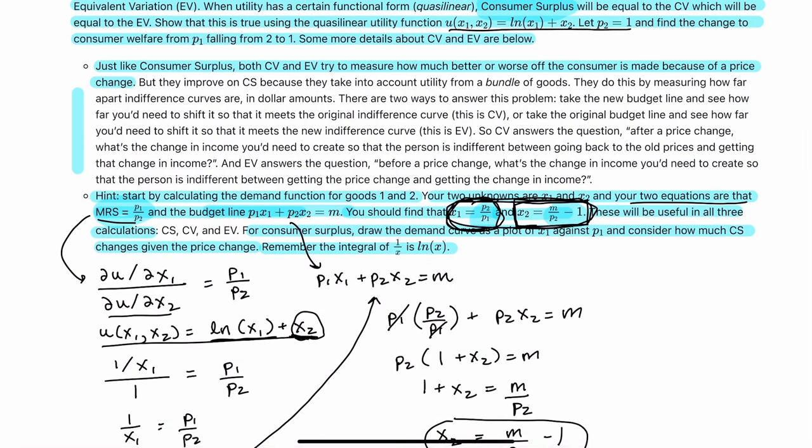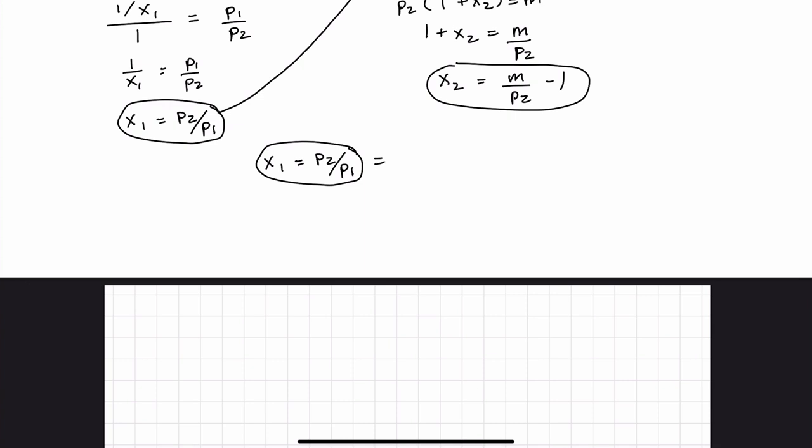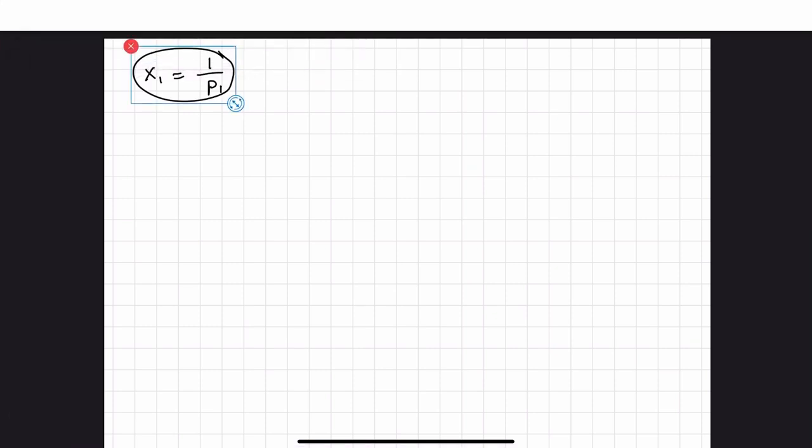And right here, I'm going to let P2 be 1, and I want to know the change of consumer welfare from P1 falling from 2 to 1. So if P2 is 1, then x1 equals 1 divided by P1. That's our demand for good 1. So let's bring that down here. I want to sketch that demand curve.